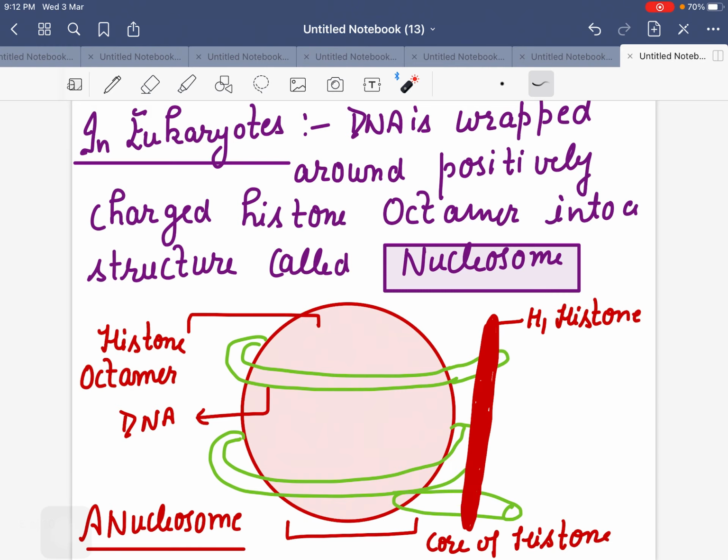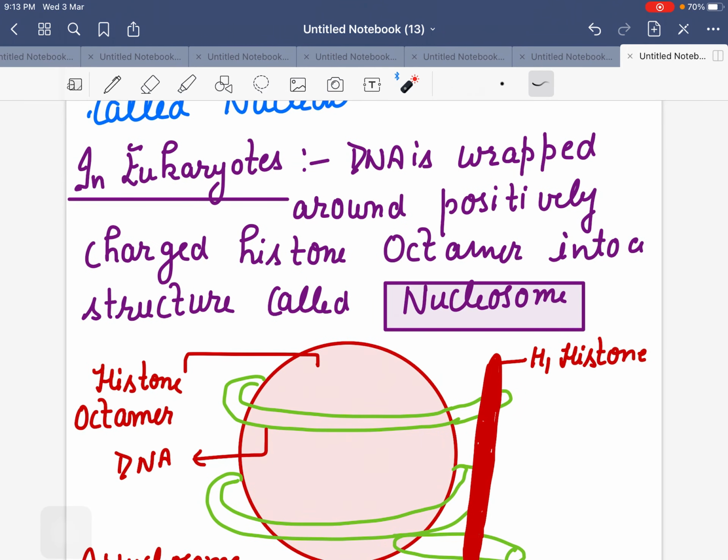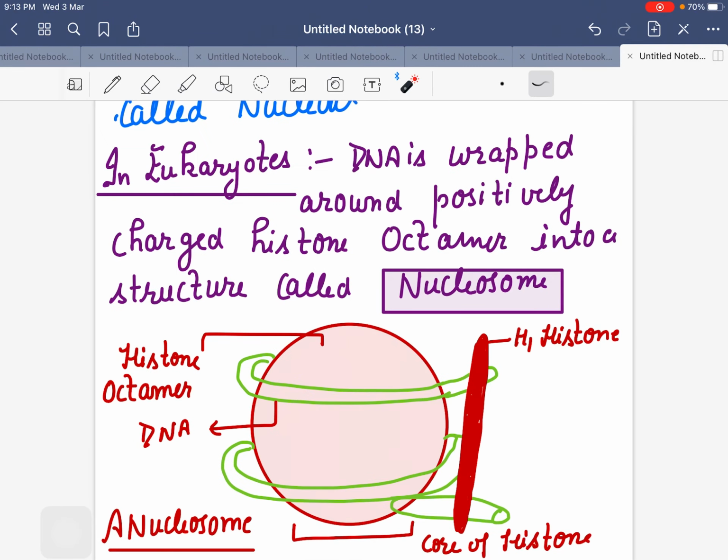But it is not the easy scenario in the eukaryotes. I have discussed here a very shortcut diagram, but if you want to understand the concept, then refer to my detailed video of packaging of your DNA, where I described completely about the nucleosome, and then come to this video, okay? Because here I am only and only taking the points of your NCERT, right? So that you can produce well in your exams.